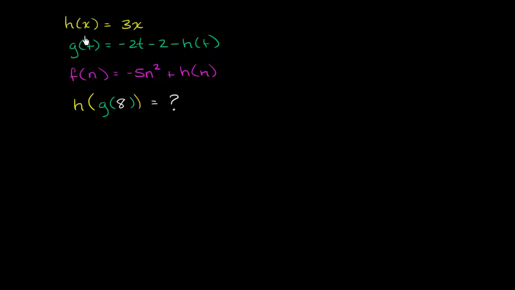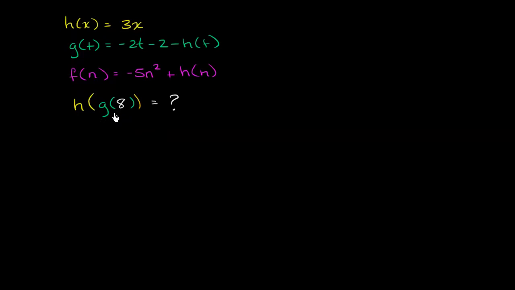We're told that h of x is equal to 3x. G of t is equal to negative 2t minus 2 minus h of t. F of n is equal to negative 5n squared plus h of n. So we have three function definitions, and two of these function definitions are actually defined in terms of another function, in particular in terms of the function h. And then we're asked to calculate what is h of g of 8.